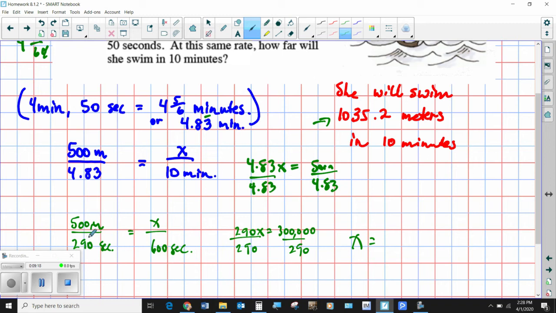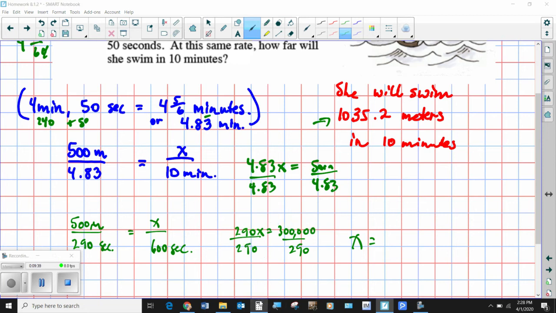Now, as I did this again, I realized, hey, this does not require us to round anything. So this is going to give us the precise answer. If I convert 4 minutes to 240 seconds, because I multiplied times 60, and then add the 50 seconds, that's 290 seconds. Cross multiply, and you get 290x is equal to 300,000.